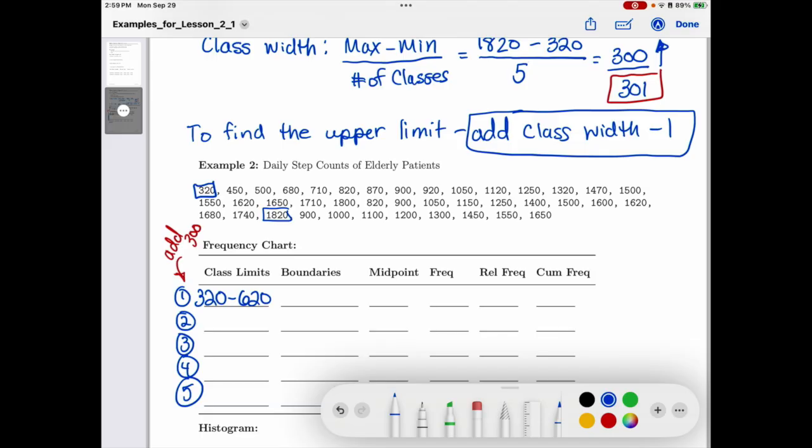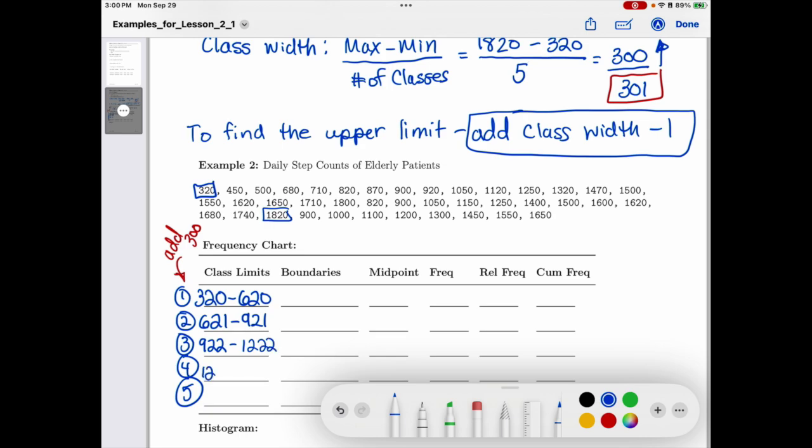Then, when I drop down to the next class, I want to go up an integer. My upper limit of the first class was 620, so in the second class, I want to start at 621. Then to get the upper limit, I'm going to add 300. So that gives me 921. I'm going to repeat that process. On the third class, the lower limit is going to be 922, and I'm going to add 300. So my upper limit is going to be 1,222.